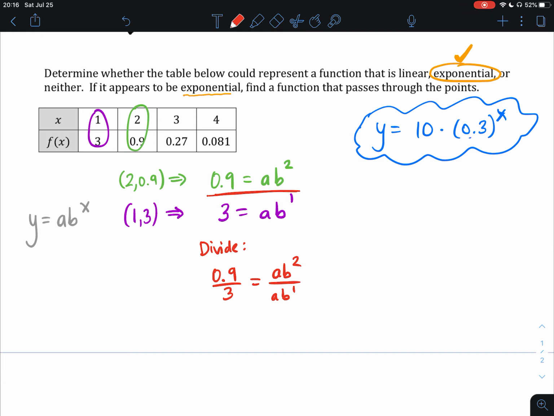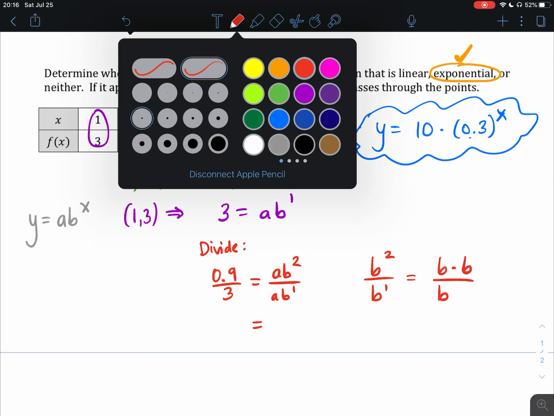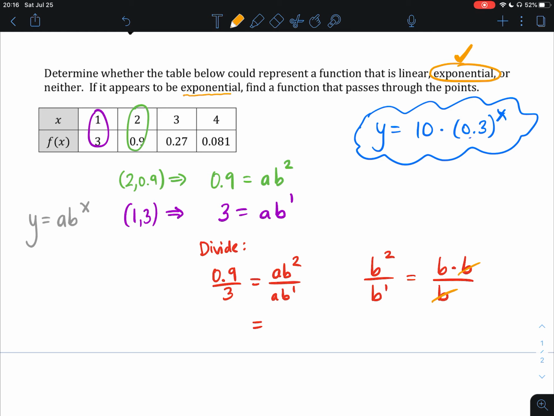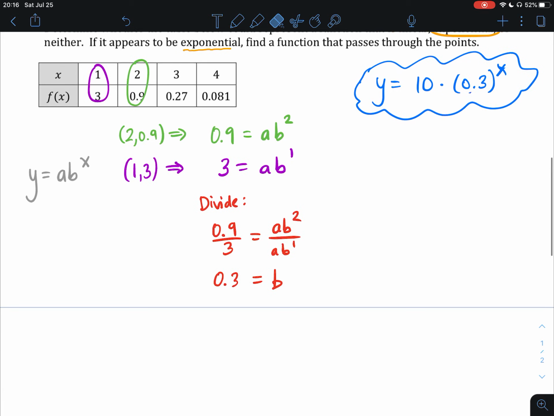The reason this works out well is you can see on the right hand side, the a's cancel out. And then b squared divided by b to the first simplifies to just b, right? Here's a visual reminder that b squared being b times b shows us that we can cancel out one of the b's on the bottom. So this strategy allows us to quickly find the value of b. 0.9 divided by 3 is going to be that 0.3 that we talked about with our other process.